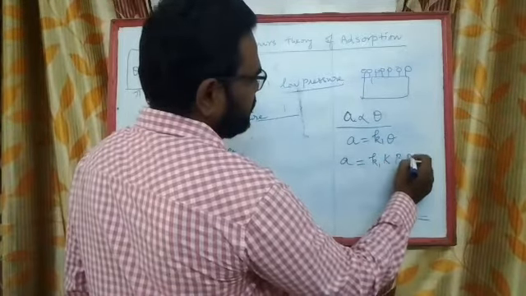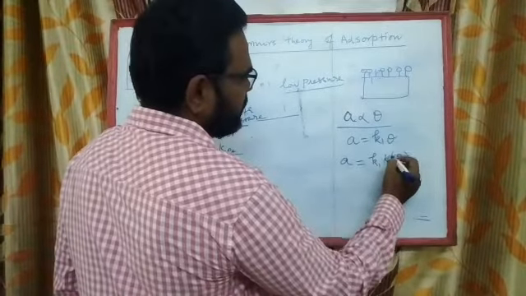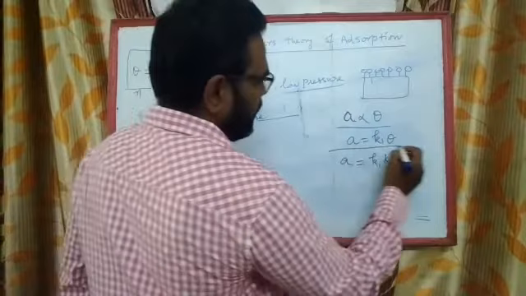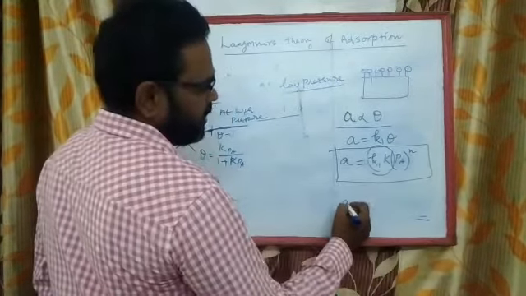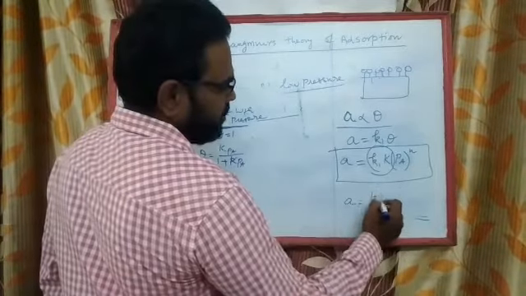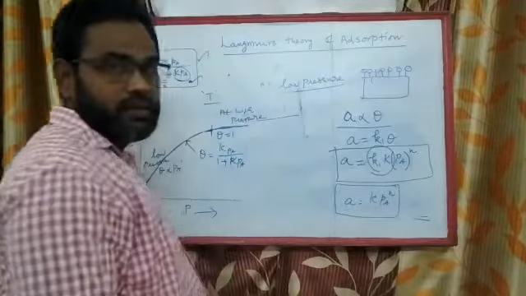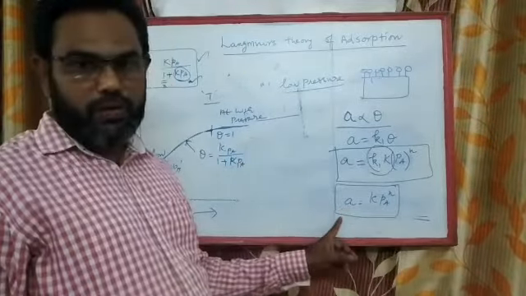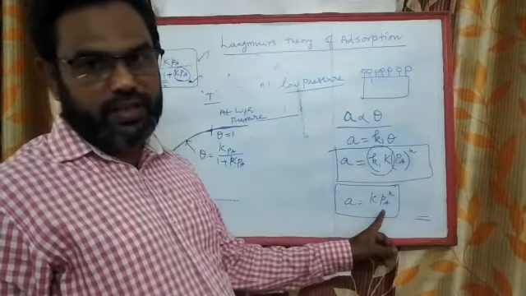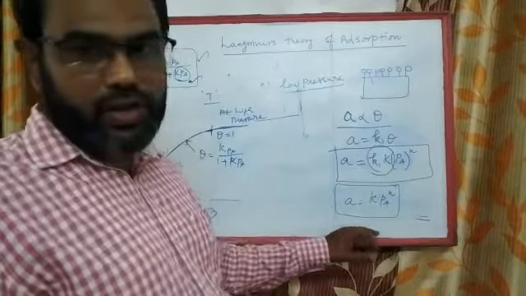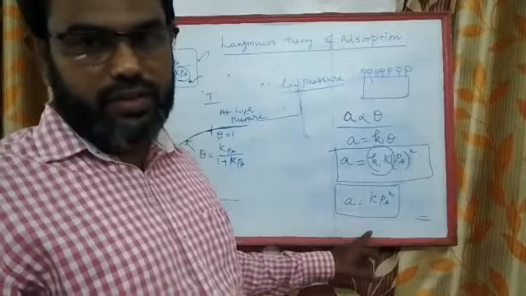kPa, and at intermediate pressure kPa to the power n. These two constants can be combined, so I can get A is equal to kPa to the power n. So this is again the Freundlich equation which we have seen earlier. So Langmuir adsorption isotherm proves the Freundlich adsorption isotherm.